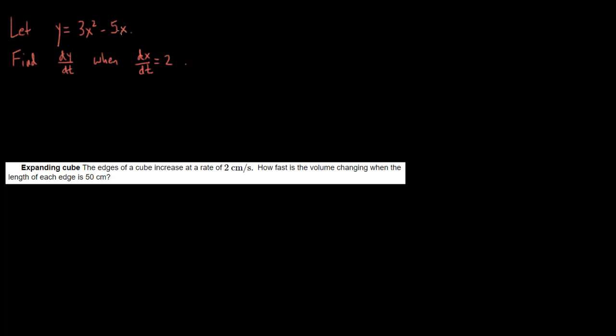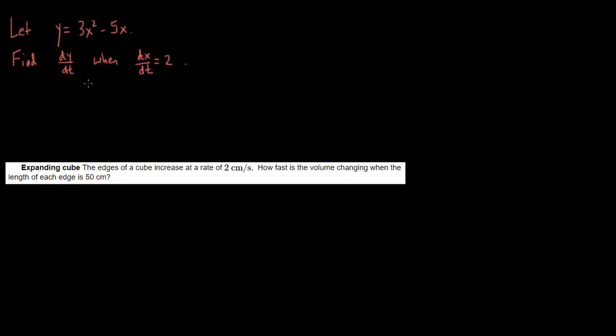So we have y's, we have x's. And the directions say find dy/dt when dx/dt is 2. That is, we want to figure out how y is changing with respect to time when x is changing with respect to time at a rate of 2. Now that 2 is meaningless. There's no units on it. It's not meters per second or radians per hour. There's no context here. But the idea is still the same.